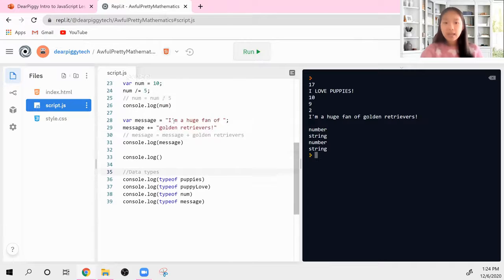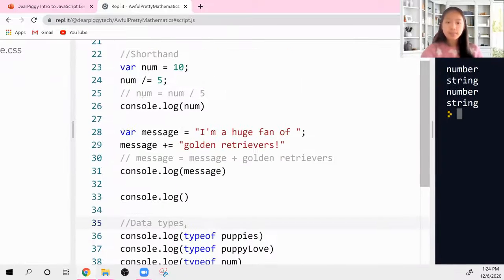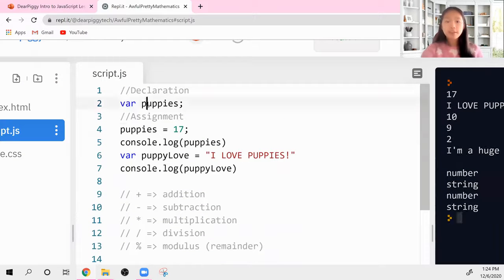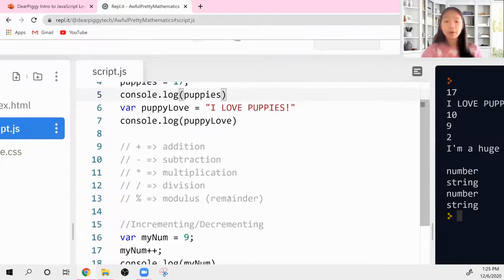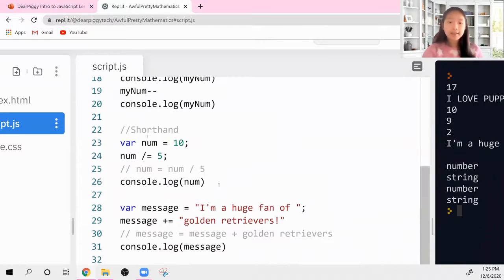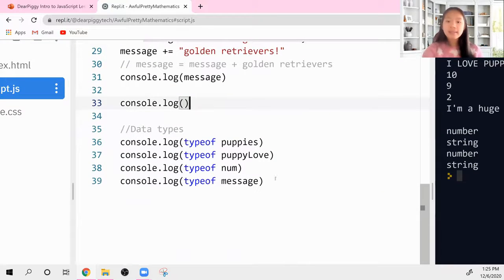What does this mean? Let's take a look. The first line, line 36, says to print out the typeof puppies. Well, what is puppies? Puppies over here is a variable that is equal to 17, which is a number. So the data type is a number. Variable puppyLove, this is a string, so it would give us string. Now the next one we wanted to do was num. Num is 10. So 10 is a number, and finally message is a string. So that is typeof.